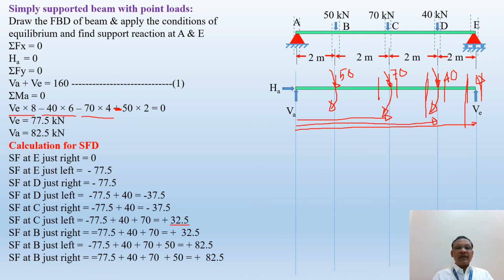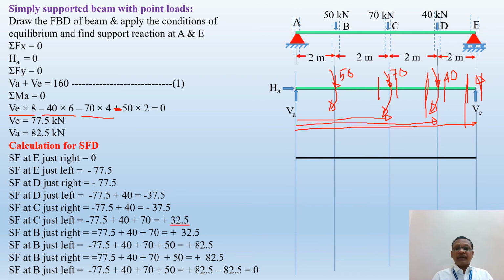So in this way, we will get the shear force values. Then once we know the shear force at A, B, C, D and E, just right and left, then you try to draw the shear force diagram. For that purpose, you select a baseline. This is the baseline. It is also known as a reference line. Below the reference line, shear force is taken as a negative. Above the reference line, shear force is taken as a positive.